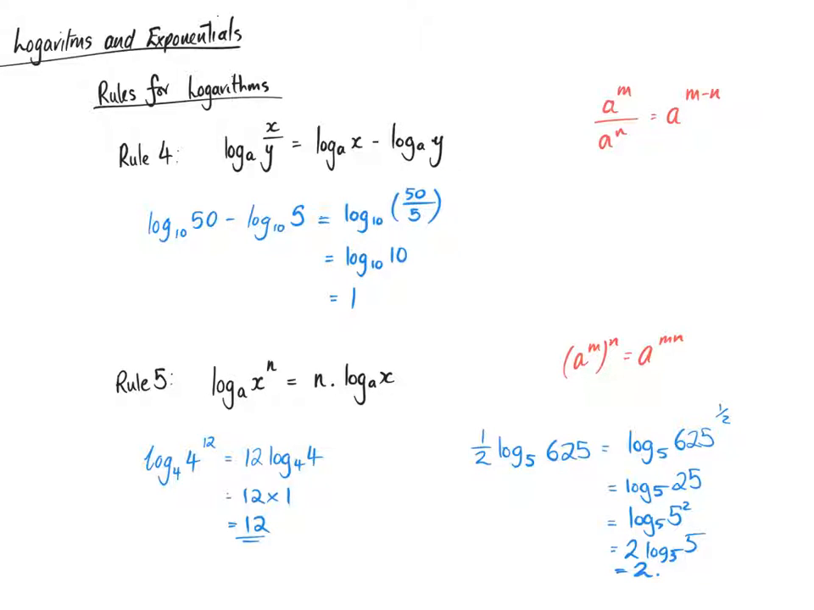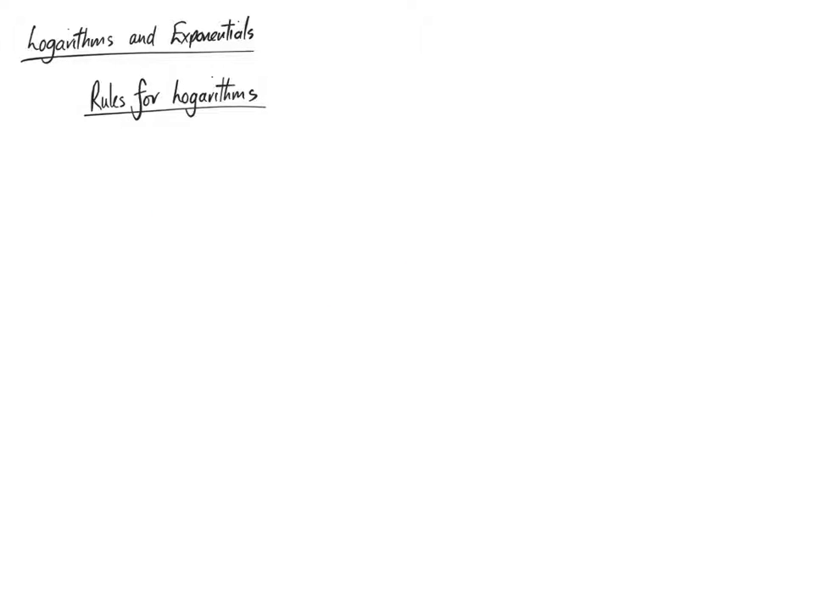Let's have a go. We're going to do one example that's a combination of using all these laws together. The question is just simplify: 2 log to the base 4 of 16, plus 3 log to the base 2 of 8, minus log to the base 2 of the square root of 8.